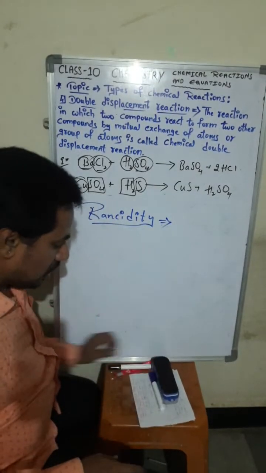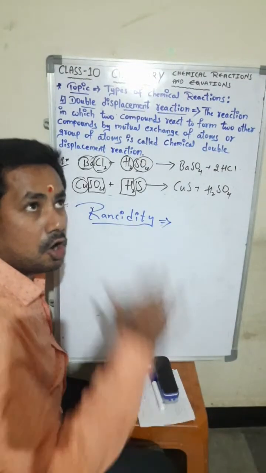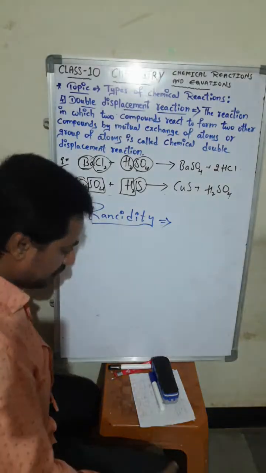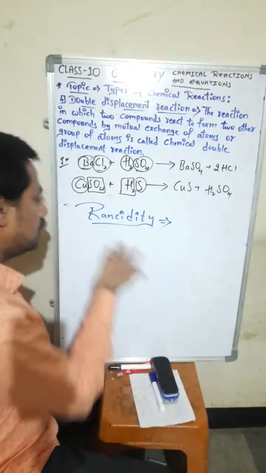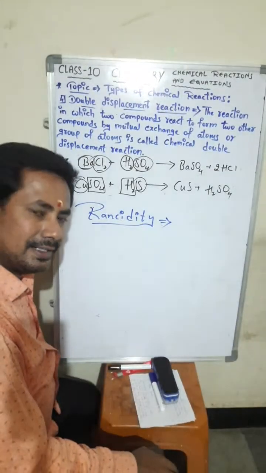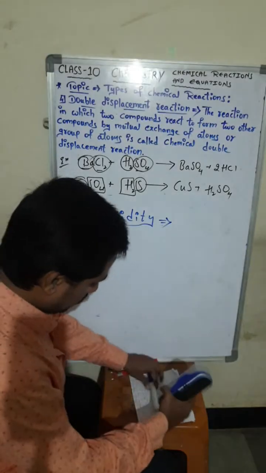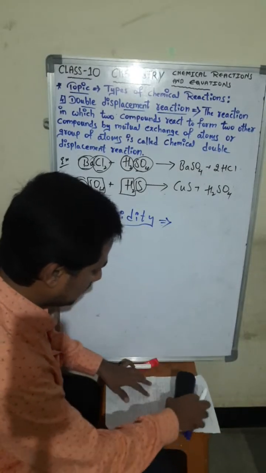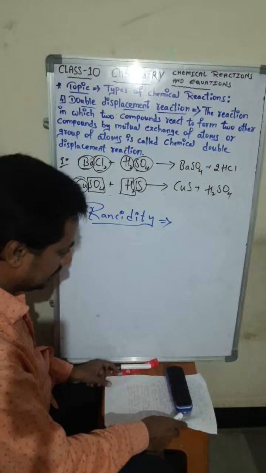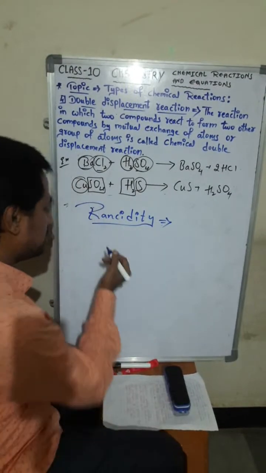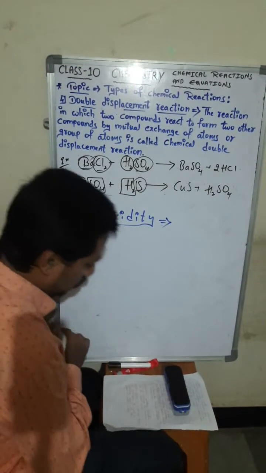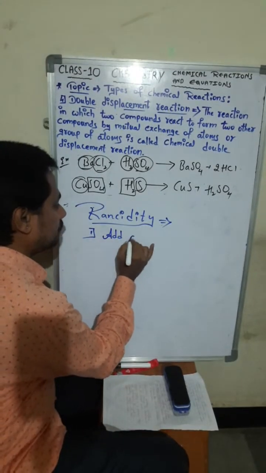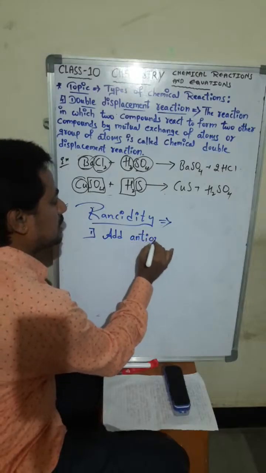The oxidation of fats and oils, ऑक्सीजन आके मिल जाता है। ओके, oxidation of fats and oils when exposed to the air is called rancidity. Clear? So what are the methods to prevent rancidity? So preventive measures, first one, what we have to do? We have to add antioxidants.